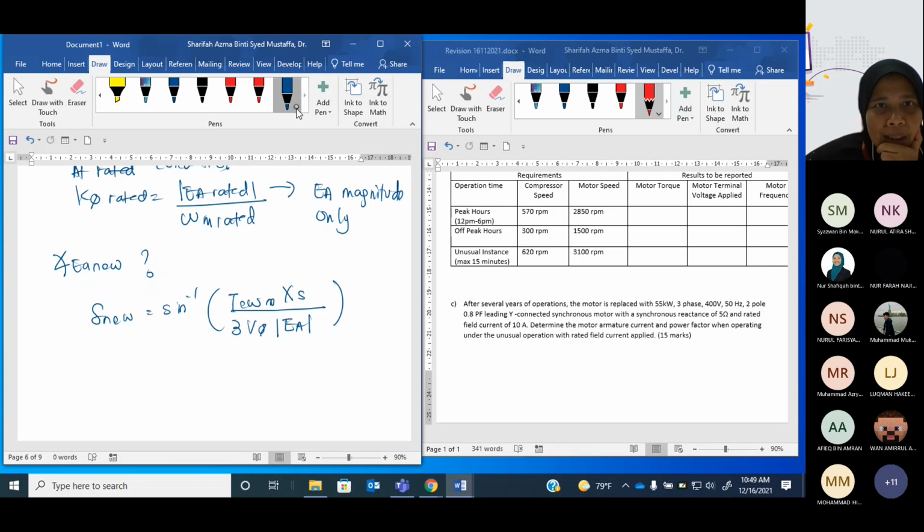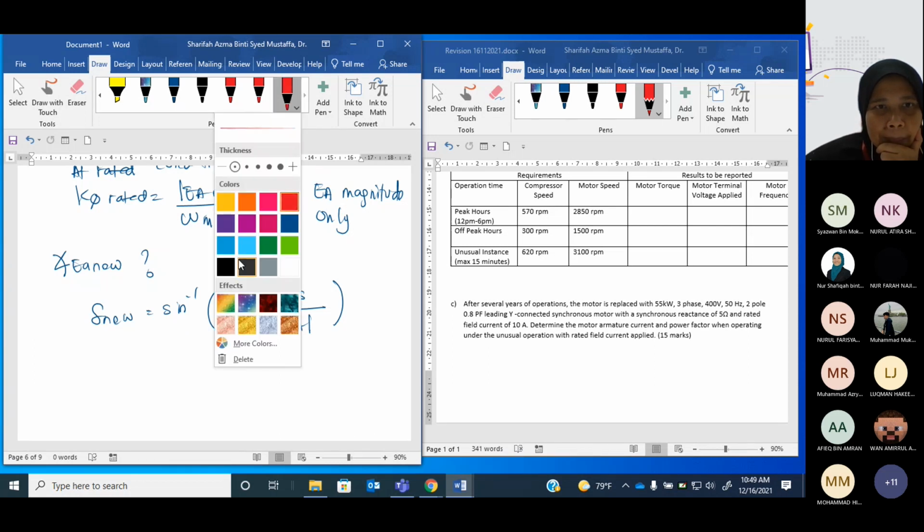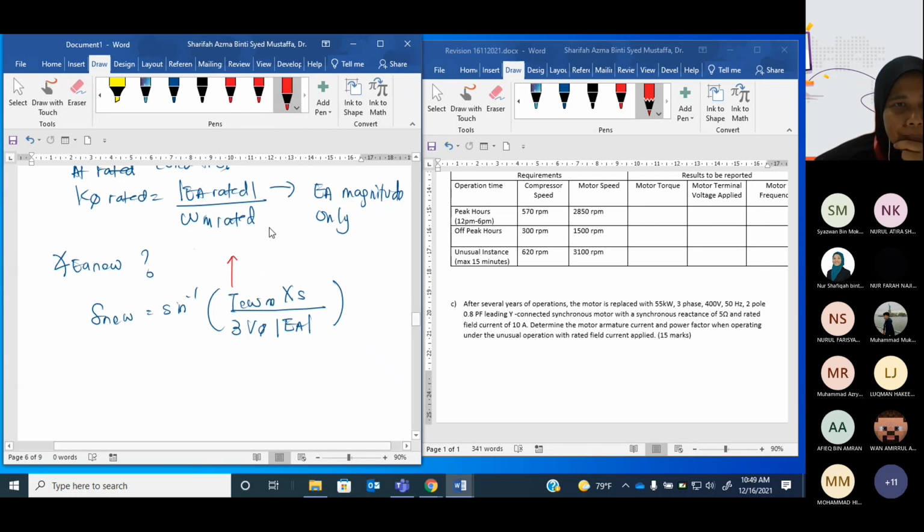Okay, how to get your TE ni tadi? TE tadi ambil daripada mana TE ni? Hello, TE ni nak ambil daripada mana? Unusual motor torque. So dah kita ambil at unusual. Orang yang tak ada ke? Awak seorang je ke Syazwan? Yang lain tak ada ke? Mana yang lain ni? Okay, omega M ni ambil kat mana? Daripada table juga. Motor 1000. Okay, motor speed at unusual condition.